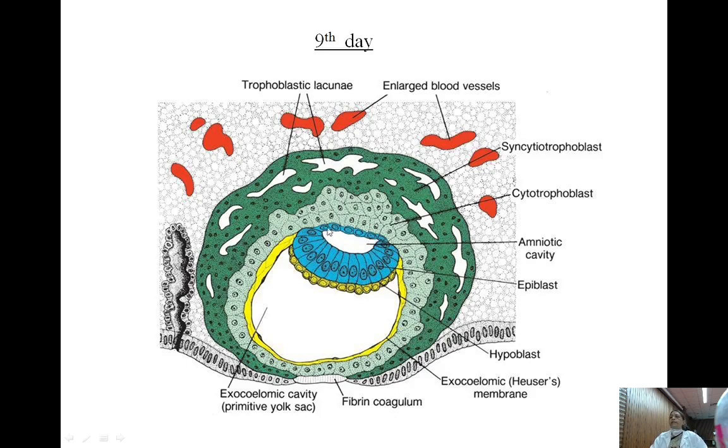And here you can see the embryoblast, that is the germ cells, will be divided into 2 layers, the epiblast and the hypoblast, and 2 cavities are formed, the amniotic cavity and the yolk sac cavity. And you can see that lacunae have appeared inside the syncytiotrophoblast. So these are known as the trophoblastic lacunae. Whereas this is the uterine endometrium where it has been implanted.